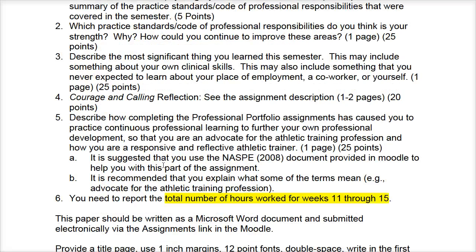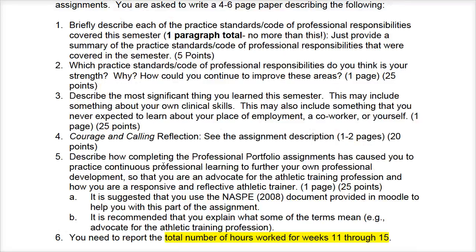Second section, don't need to start on a new page like in the professional portfolios. Just have section titles and just start, right? Put a new section title and then start this next section. So what I want you to think about is of the 3 practice standards and the 3 codes that we covered this semester, which one is your strength?